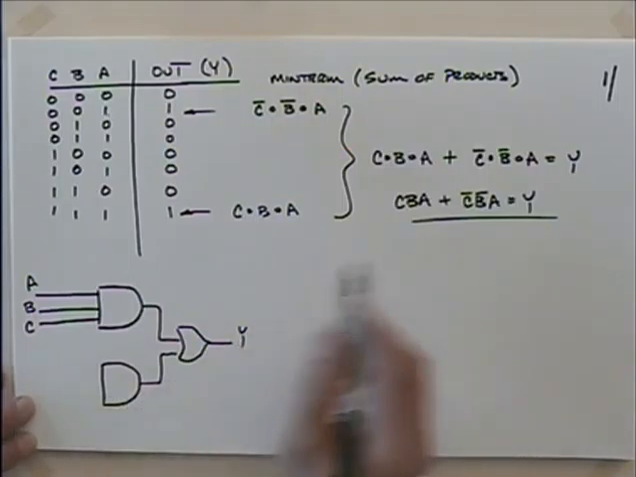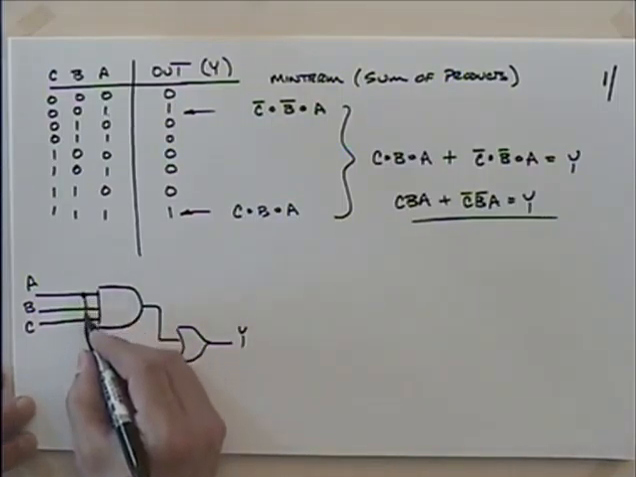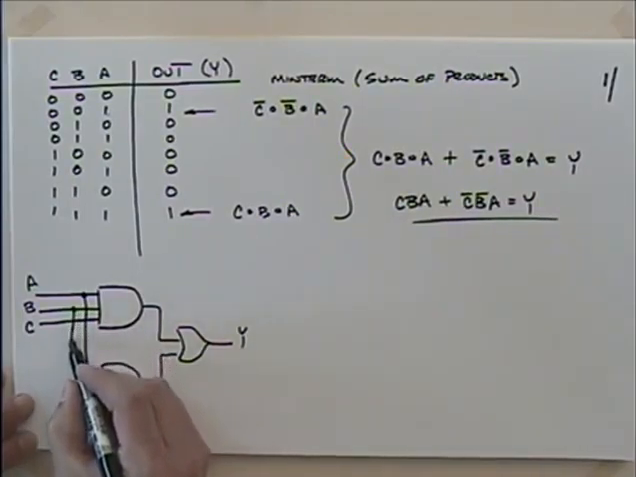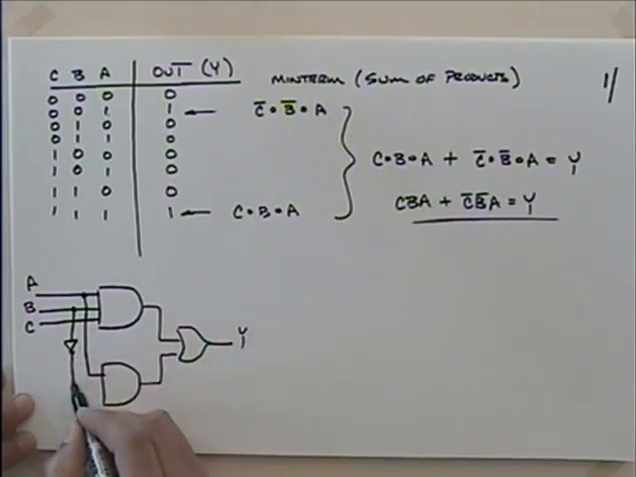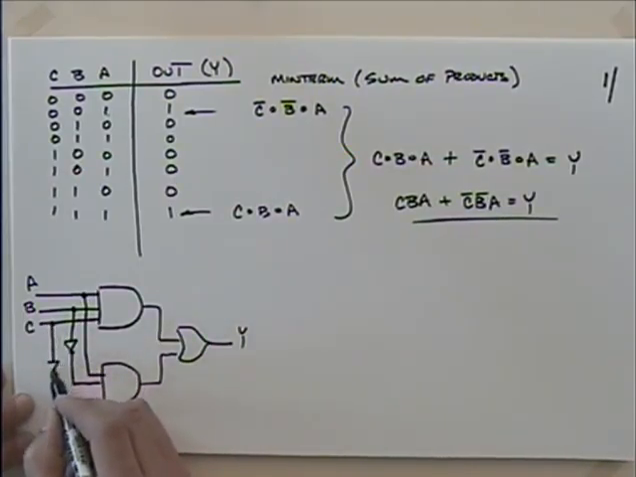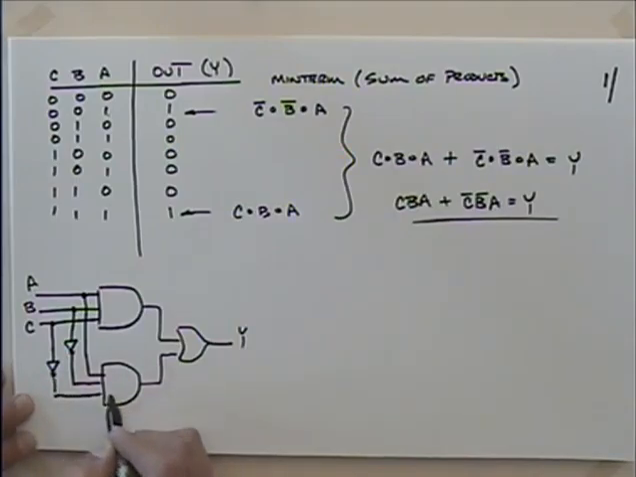And what do we have on this one? A was straight up the same. And then B, I needed an inverter. And C, I needed an inverter. So we got something like that.